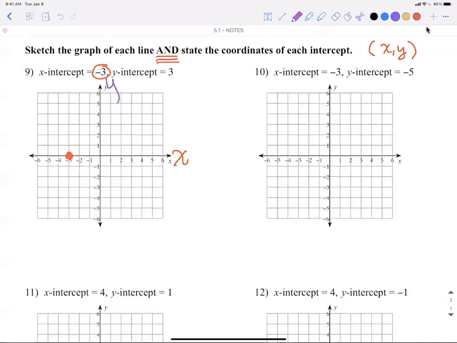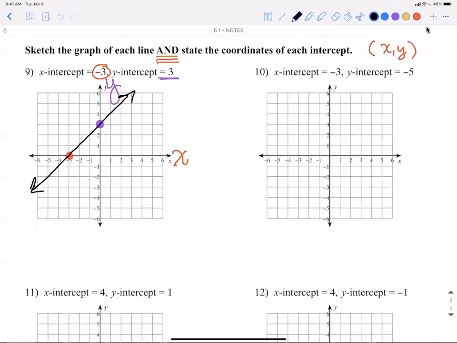My Y-axis is right here running up and down, and this tells me my Y-intercept is +3. So right on the Y-axis, I'm going to put a point at +3, and that's as hard as it gets graphing these. Okay, graphing it, you do the last step because you only need 2 points to draw a straight line. There's your graph. X-intercept on the X-axis, Y-intercept on the Y-axis. Plot those 2 points and draw your line.